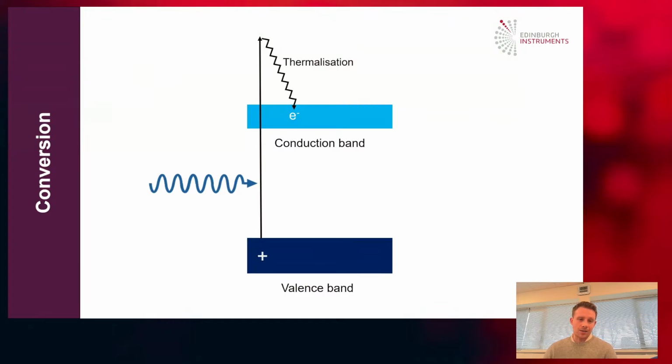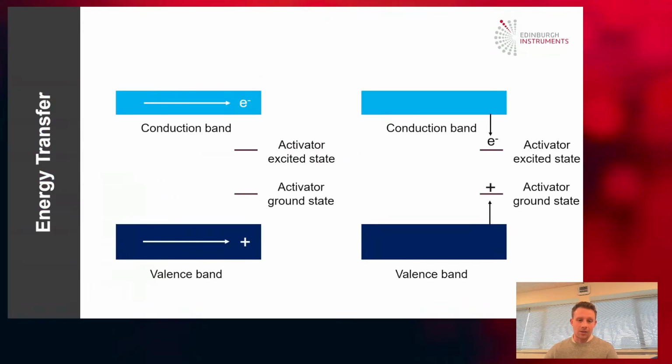And we can also look at this process in terms of a band structure for these types of materials. In band theory, scintillators are classed as insulators because there's a large energy gap between the conduction and valence bands. When ionizing radiation is incident onto the scintillator, it will promote an electron from the valence band to above the conduction band, leaving behind a positive hole. The electron will then lose energy as heat through thermalization and reside in the conduction band.